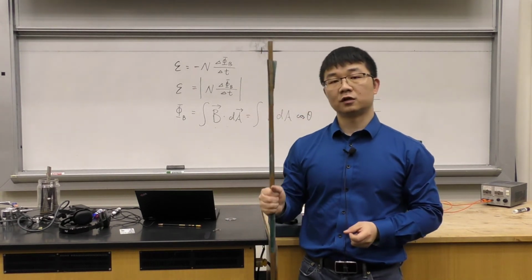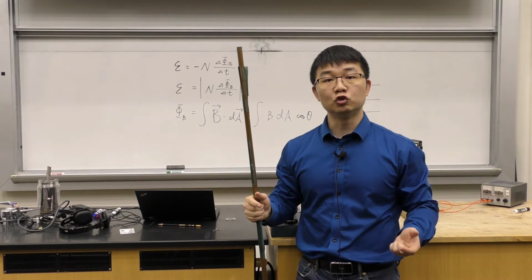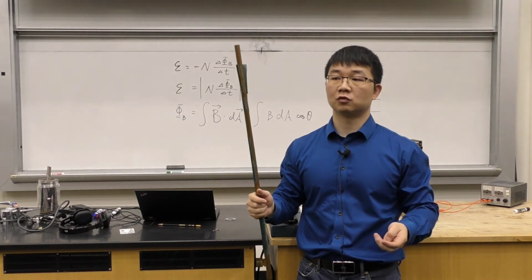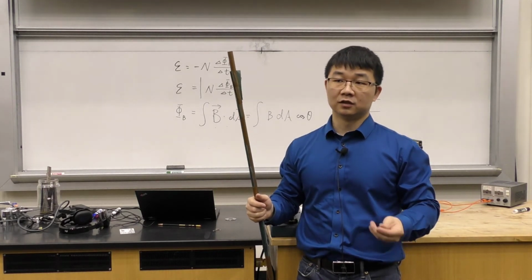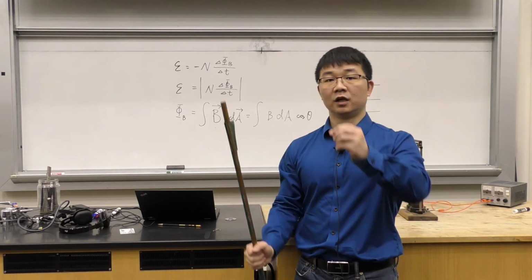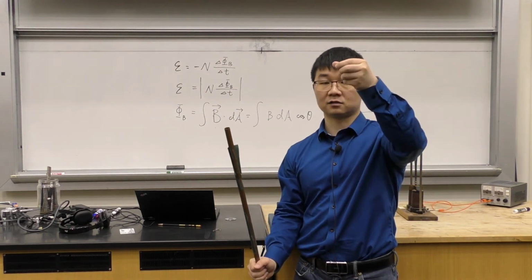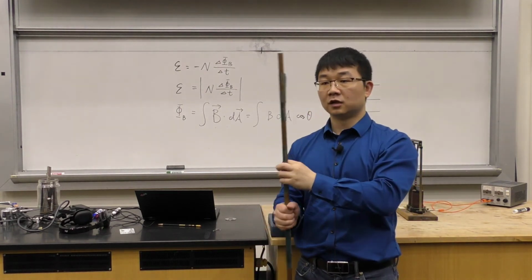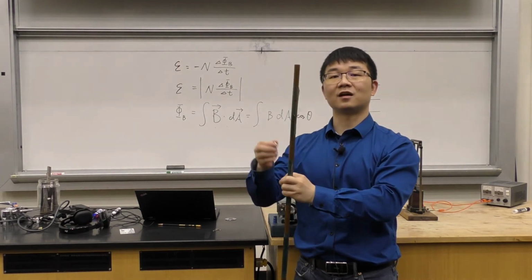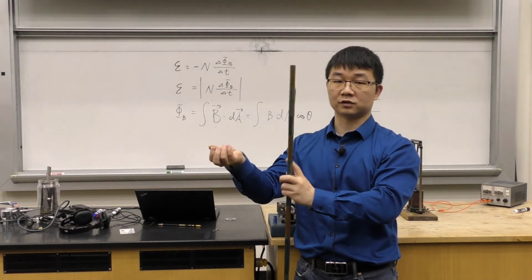So these induced currents have their own magnetic field, B induced, right? The B induced always wants to fight the change. What is the cause of change? It's because the magnet is moving really fast. How do the induced currents fight the change? Well, they're always going to slow down the motion of the magnet, right?